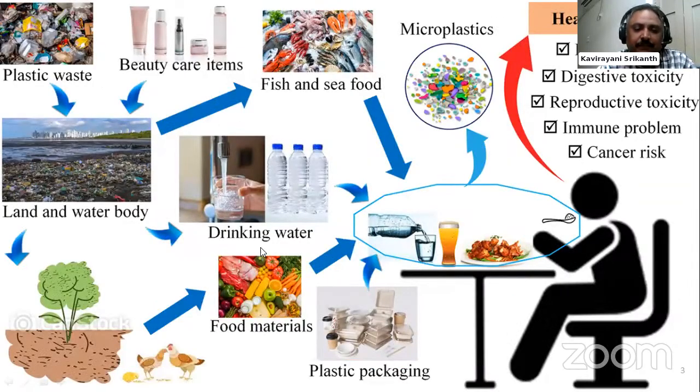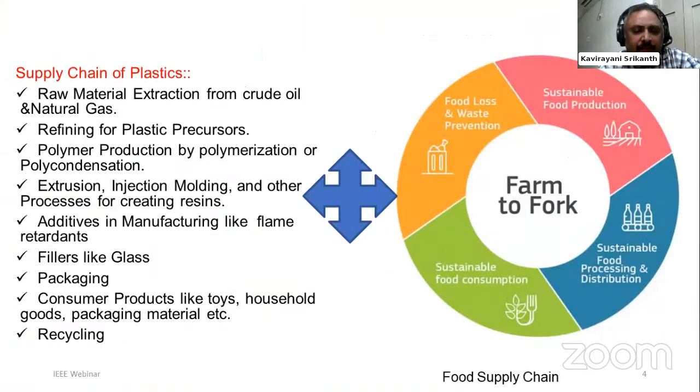As such, if you are looking at this slide, we can see what typically would be in our food chain: plastic waste, land and water bodies, beauty care items, cosmetics, fish and seafood, drinking water, food materials, packaging materials, and how these are entering our food chain is the focus of my talk. So typically we have to understand two things here: what is the food supply chain, and what is the supply chain of plastics, and how they are getting correlated.